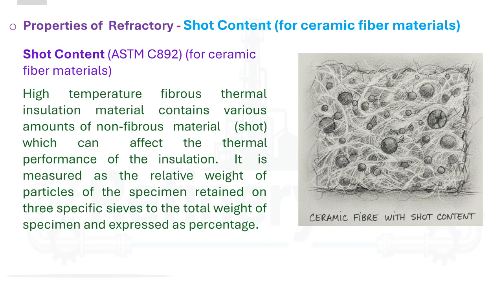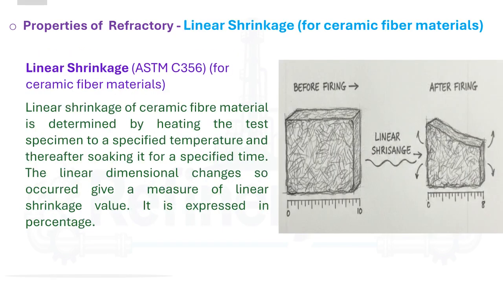Here is a practical tip. When comparing ceramic fiber insulation products, always check the short content specification. It is a key quality indicator that goes beyond price and directly impacts how well the insulation will perform in service. Now let us move to another important property of ceramic fiber materials, called linear shrinkage. This is different from the permanent linear change we discussed earlier for shaped refractory bricks.